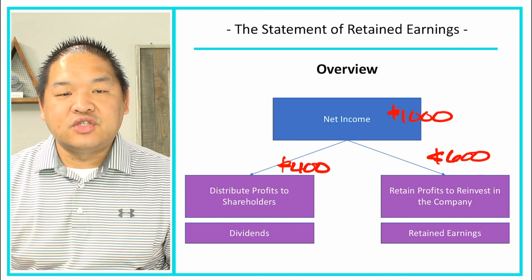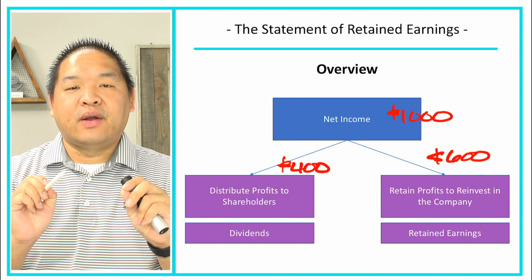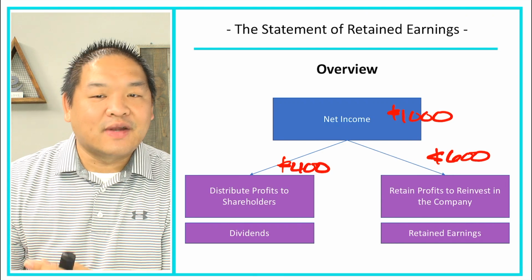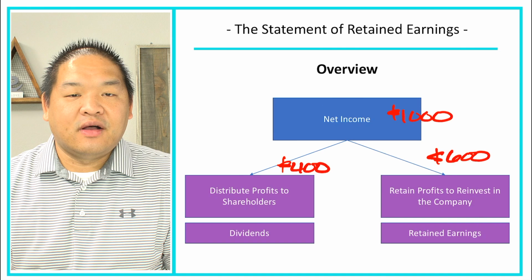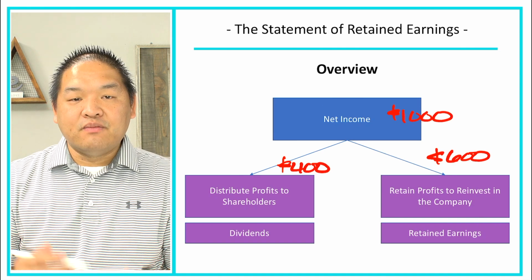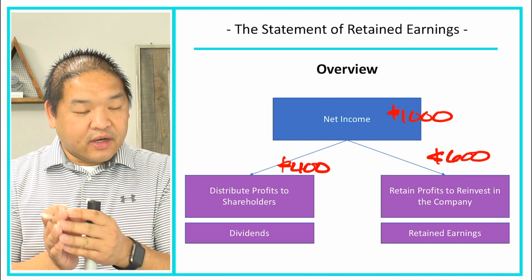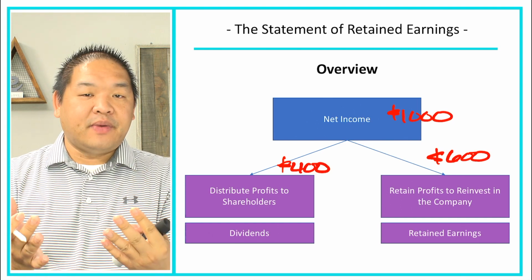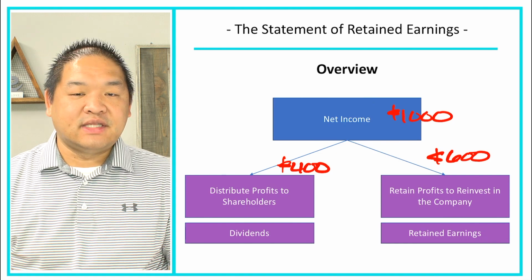Now, this is all just paper movement, right? We don't actually take $600 out of the bank account and put it into a different account. The company just keeps the $600 in their bank account. But this is just a paper movement that we do. So $400 gets distributed to the shareholders. $600 stays within the company. The company uses that capital to reinvest in themselves.